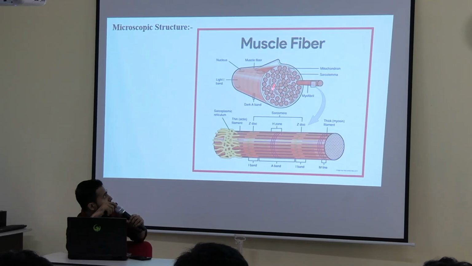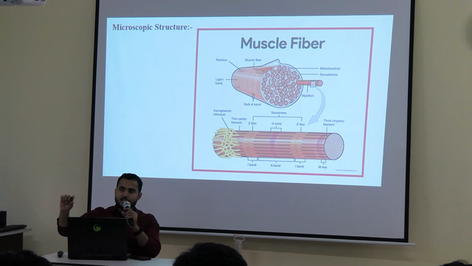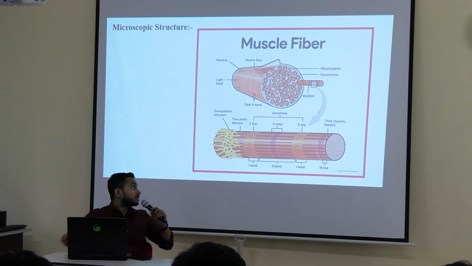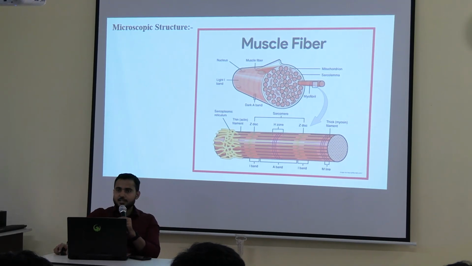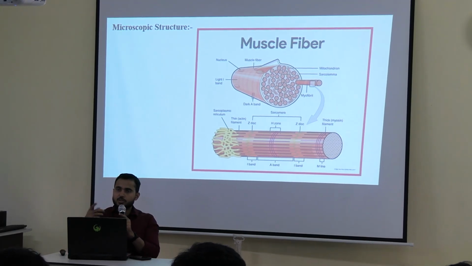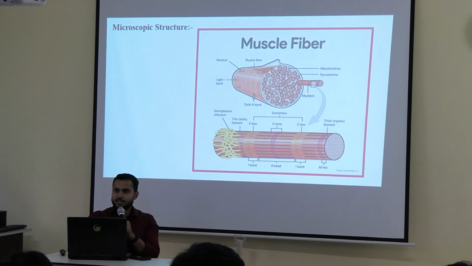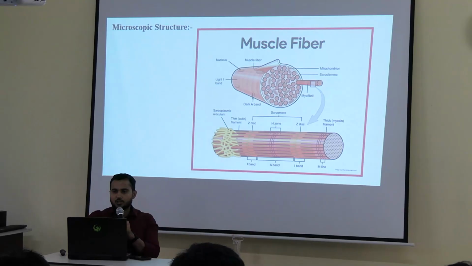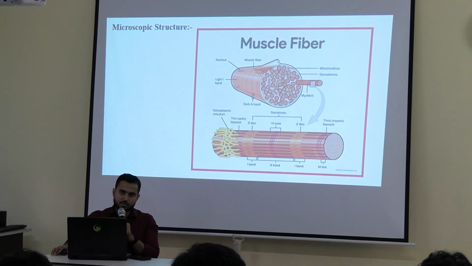Now here you can see the cut section of the fiber. So one cylindrical fiber is there, and one TS is taken. So here you can see this is the TS of the fiber. Now before going to the interior of the fiber, if you see the size of the fiber, the length varies up to 30 centimeter, and the diameter is 10 to 60 micrometer.